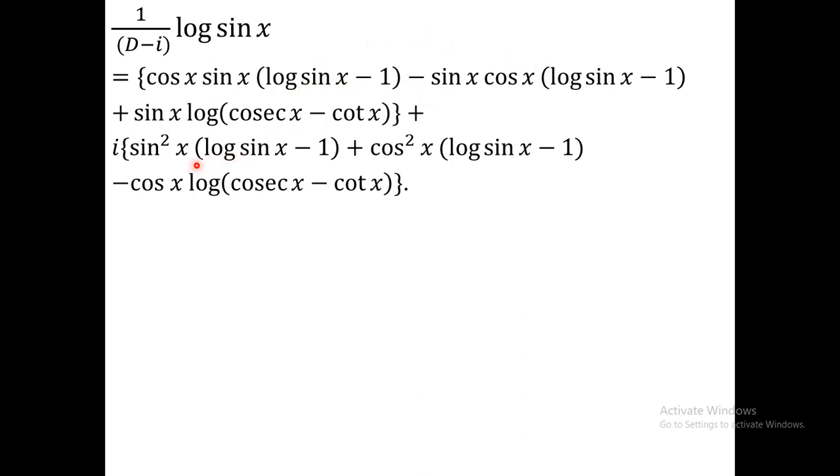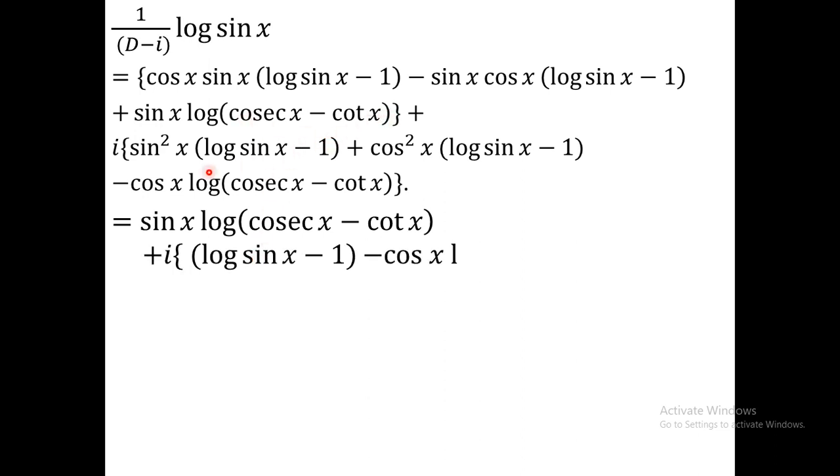And there if you take common log of sin x minus 1 from that relation, there will be sin square x plus cos square x, that is this will be 1, therefore as a result this will be log of sin x minus 1. Okay, these two terms will be cancelled, therefore in real terms these terms only, and in the imaginary portion combining those two terms, this result will be log of sin x minus 1 and minus cos x log of cosec x minus cot x. Therefore write down sin x log of cosec x minus cot x plus i into log of sin x minus 1 minus cos x log of cosec x minus cot x. This is the value of 1 by D minus i of log of sin x. Okay, this is the result which I calculated.